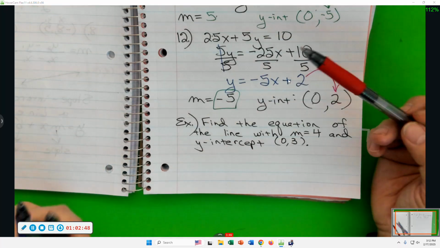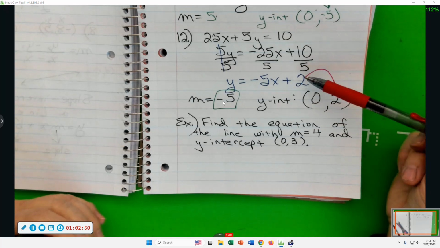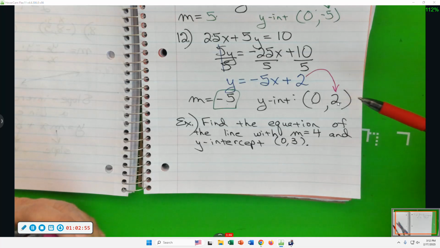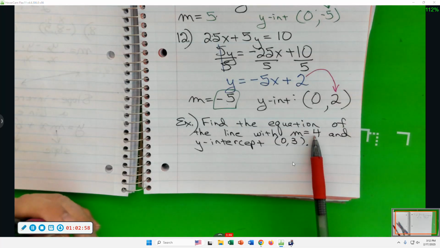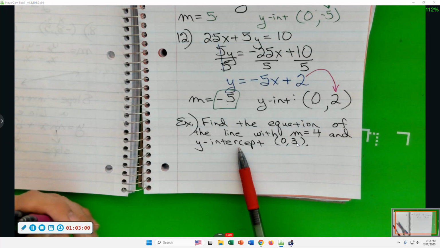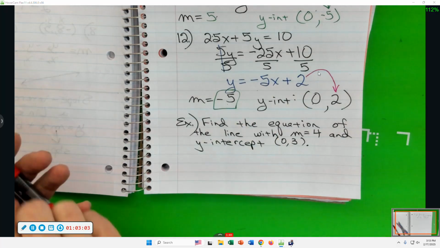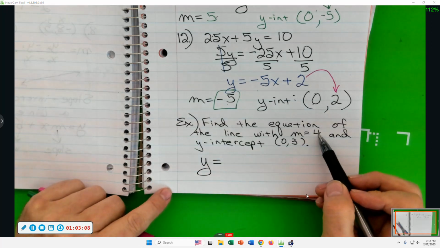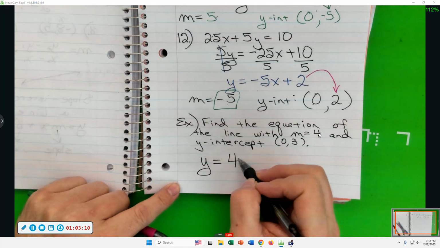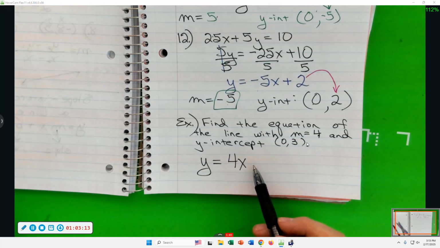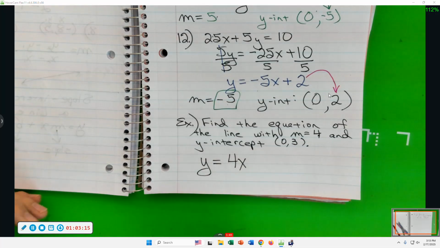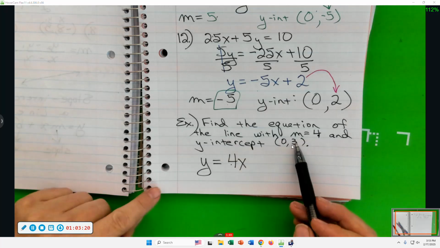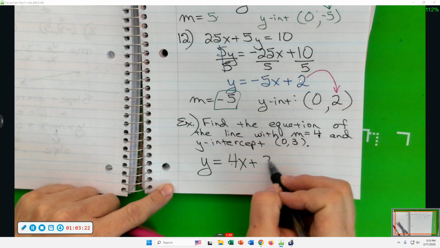Number 12, they had an equation, and we determined the slope and the y-intercept. Now, they've given us the slope and the y-intercept. They want us to go back to the equation. Well, y equals, we know the slope is 4, so we have a 4x. What's my b value going to be? Okay, it's a positive 3, so a plus 3.